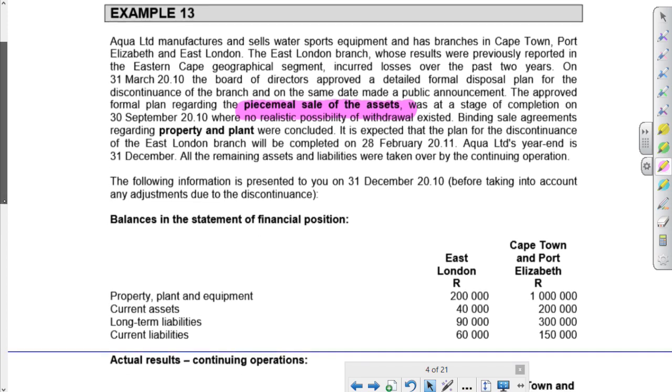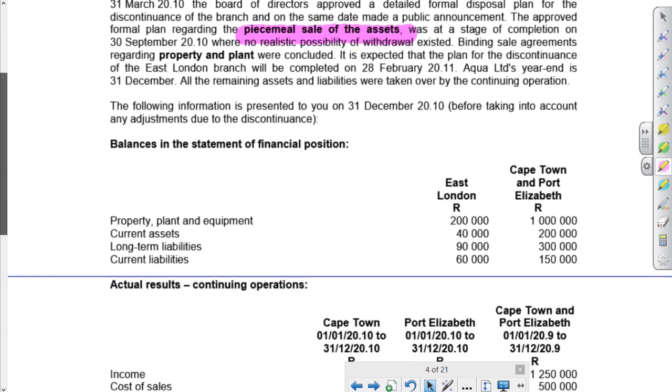So then they give you the following information. The following information is presented to you. Here are the assets of East London and then Cape Town and PE. So East London has PPE, they have current assets, they have some long-term liabilities, probably to do with the PPE, like mortgage bonds or whatever, and they have some current liabilities, and these are the assets of East London branch. And last week, you would have done the work to do the impairment of those assets, isn't it?